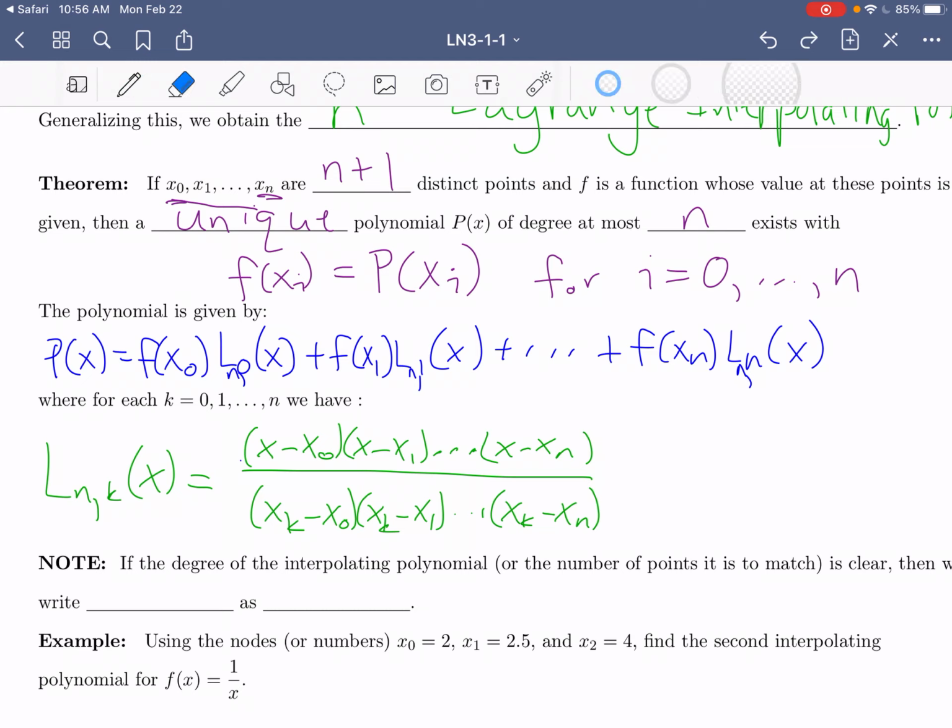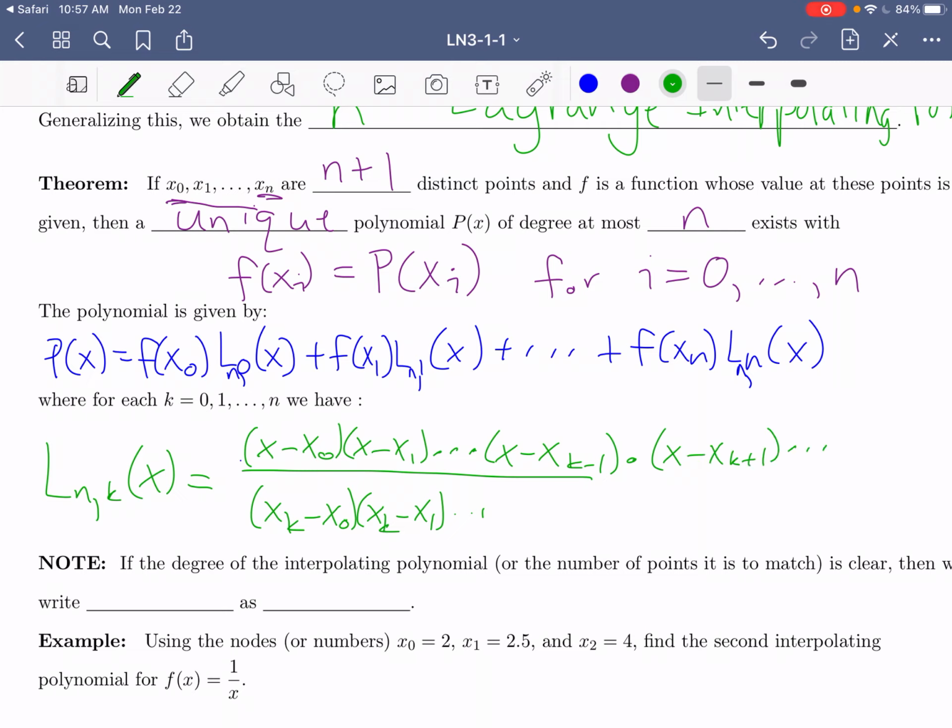So instead of going all the way to here, we actually really need to stop here at x minus x sub k minus 1, and then jump over that one. So x minus x sub k plus 1, and then continue multiplying all the way to x minus x sub n. And we need to do the same thing on bottom, otherwise we'd have a 0 in the denominator. So we'll have x sub k minus x sub k minus 1. We will skip over what would have given us the 0 in the denominator.